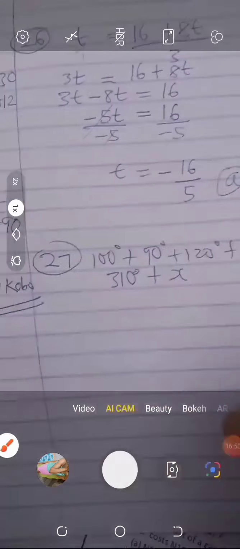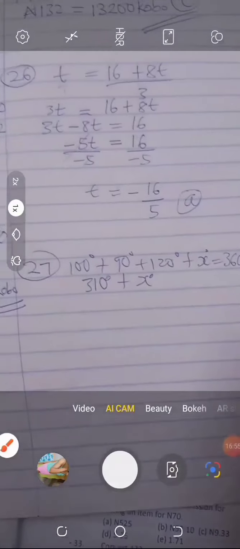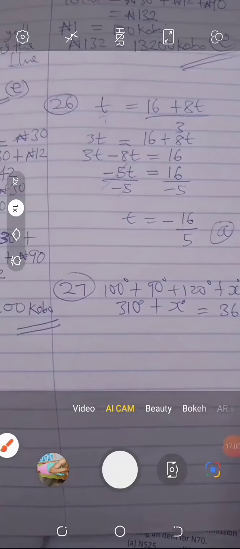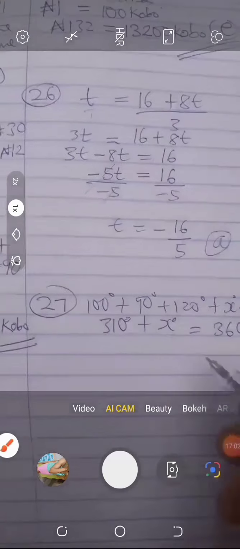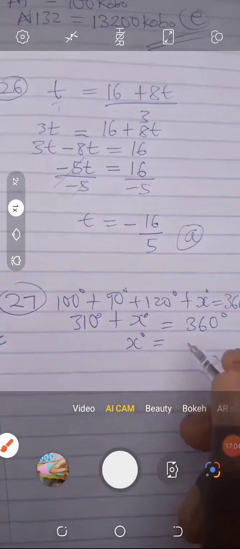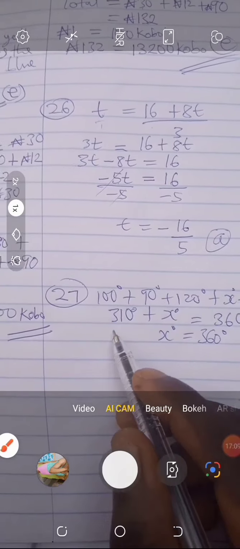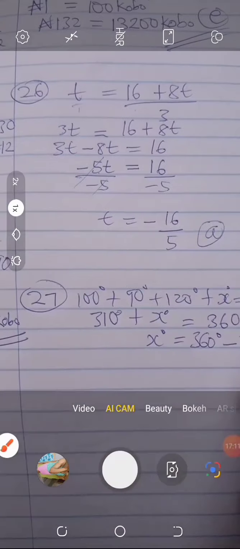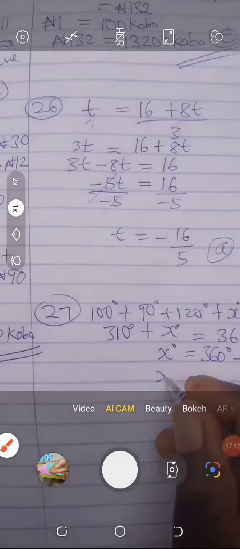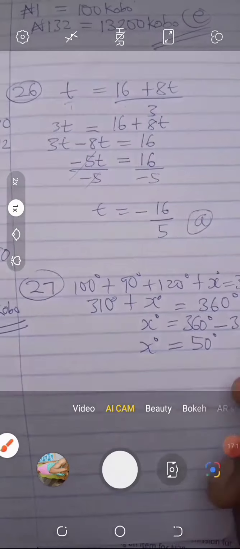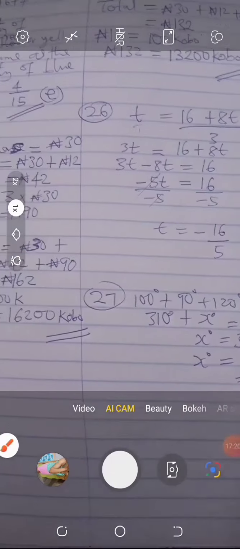310 degrees plus x degrees is equal to 360 degrees. Of course, I can solve this equation. Now my x degrees will be equal to 360 degrees, and the 310 degrees will move over to this place, so you have minus 310 degrees. By the time you take care of that, it will give us 50 degrees. That is, this minus this, we have 50 degrees. So that is our answer.